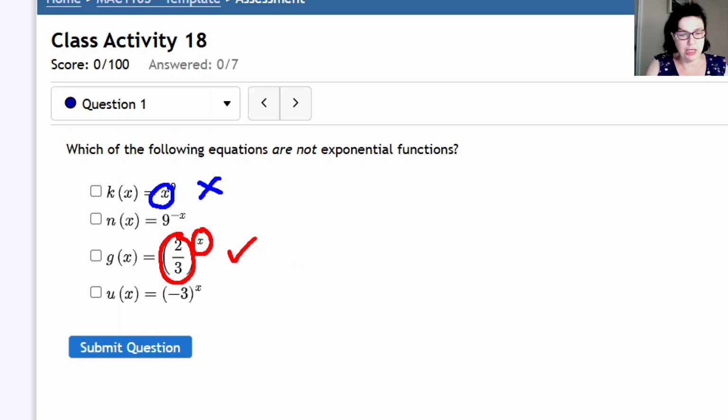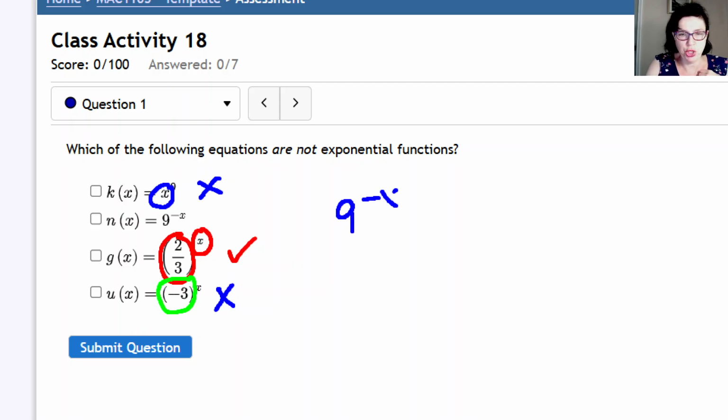Now, why is negative 3 to the power x not exponential? Well, that's because the negative 3 does not satisfy the property that the base should be a positive number not equal to 1. That's why this is not good, okay? So this is not exponential. Now, when you look at 9 to the power negative x, this is where you can get confused, and you may think, well, maybe that's not exponential because there's a negative. But remember, the negative cannot be in the base. What if the negative is in the power? Is that still exponential? Well, let me explain.